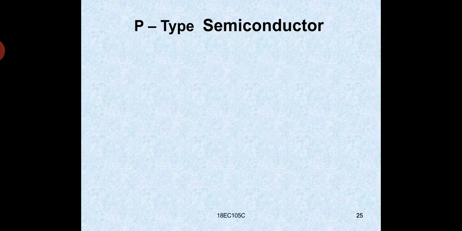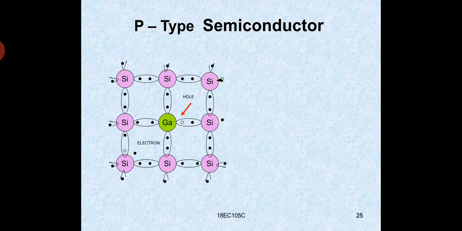Now let us go and see the structure for the P type of semiconductor. As we have considered for the N type, let us look into the structure. So here you can see that there is gallium in between, and that is a trivalent material, and three of the electrons are sharing in the covalent bond with the silicon material, and there is one hole, meaning a shortage of one electron in the material there.